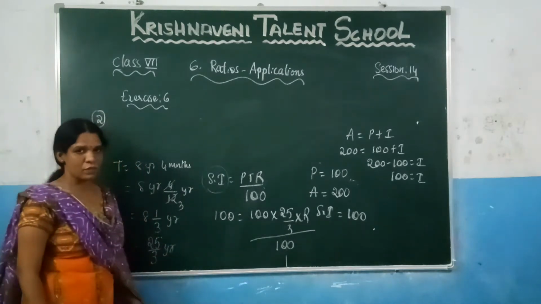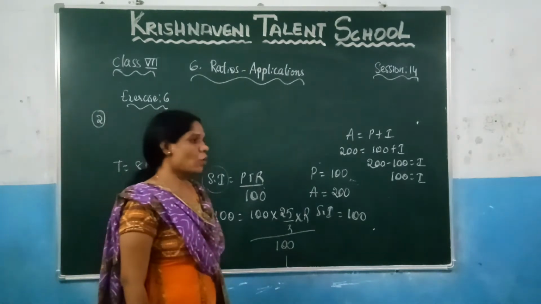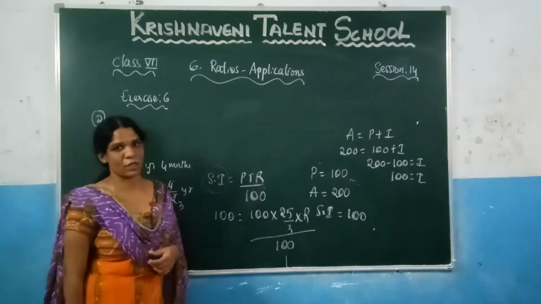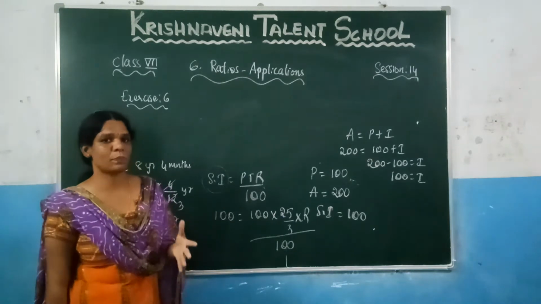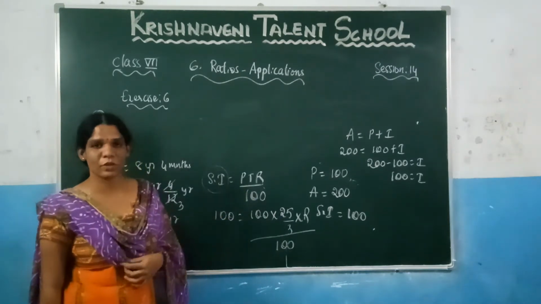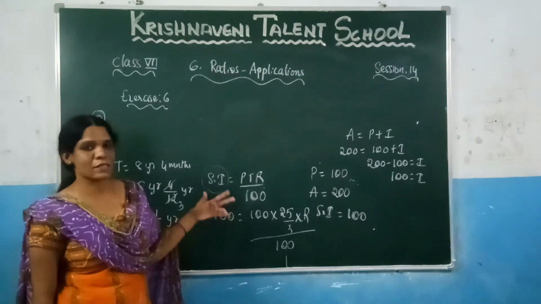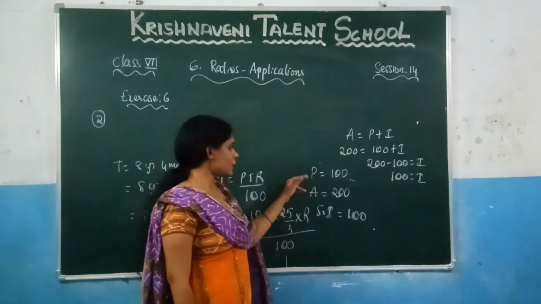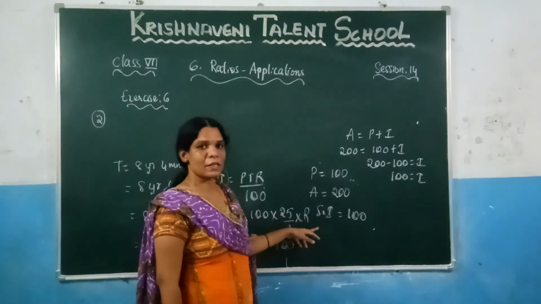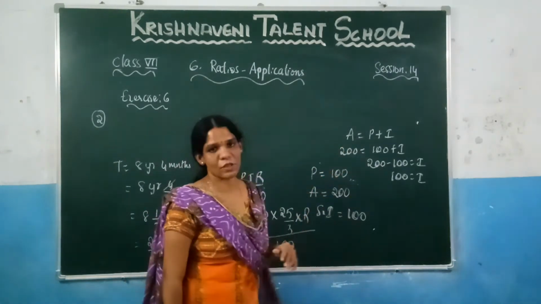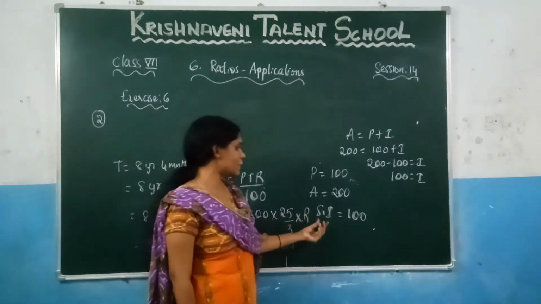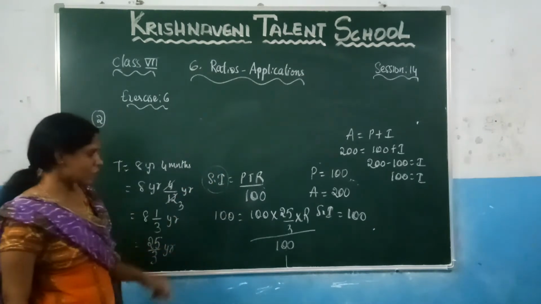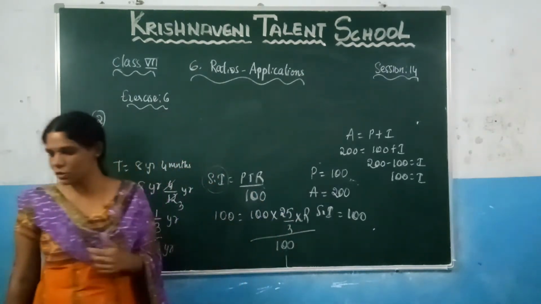This is the problem they have given. What did they say? At what rate does the sum double itself in 8 years 4 months? You can calculate the simple interest by using the formula amount is equal to principal plus interest. From that you got the simple interest as 100. Now after substituting in this formula, you will come to know the rate. So let us do the problem.